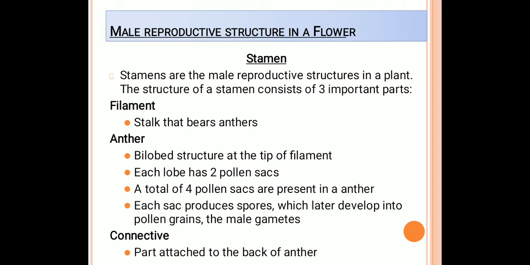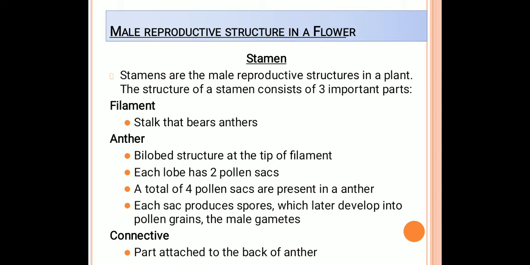And then anther. Anther is the bilobed structure at the tip of the filament. Each lobe has two pollen sacs, so in total the anther has four pollen sacs. Four pollen sacs are present in the anther.